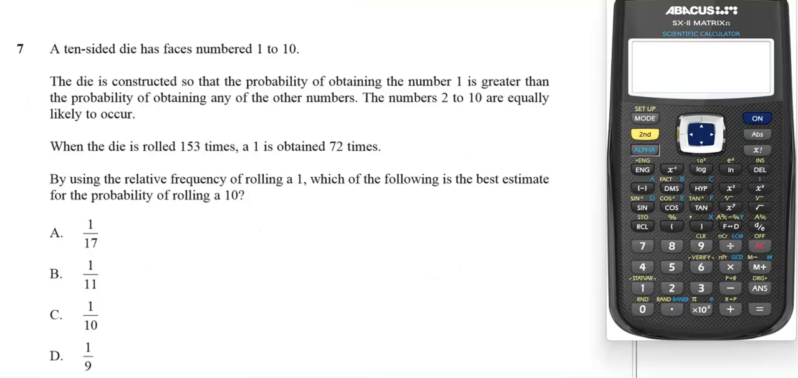Question 7. A 10-sided die has faces numbered 1 to 10. The die is constructed so that the probability of obtaining the number 1 is greater than the probability of obtaining any of the other numbers. The numbers 2 to 10 are equally likely to occur. When the die is rolled 153 times, a 1 is obtained 72 times. By using the relative frequency of rolling a 1, which of the following is the best estimate for the probability of rolling a 10? Pause here to try yourself.